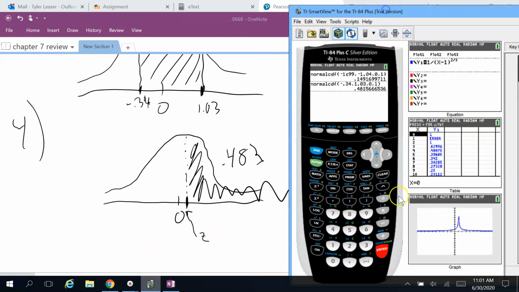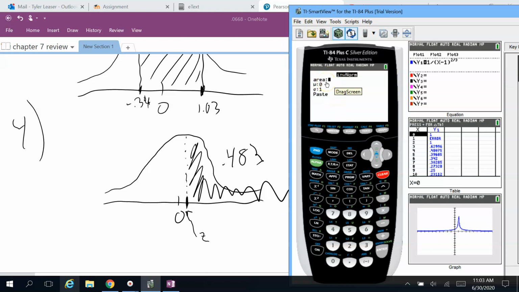This is where we're going to use, instead of the normal CDF, the inverse norm. So inverse norm, and it gives you some things. First it gives you this area option, and then it has the mean and the standard deviation. Some of you may have different options here depending on how fancy your calculator is. For my calculator, and for most of yours I'm assuming, it doesn't say which area this is, whether it's the area to the left or the area to the right.